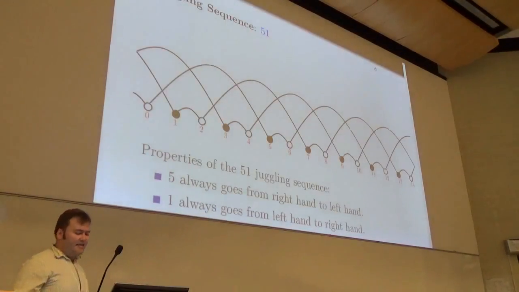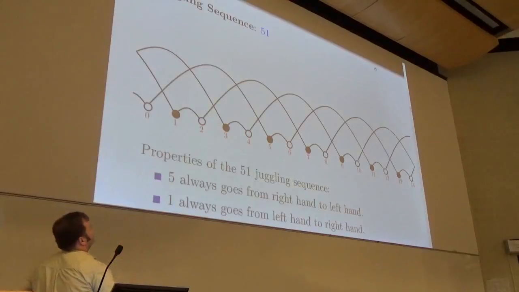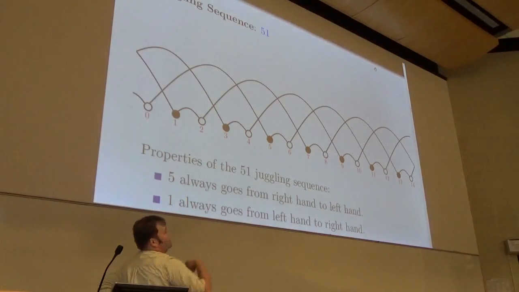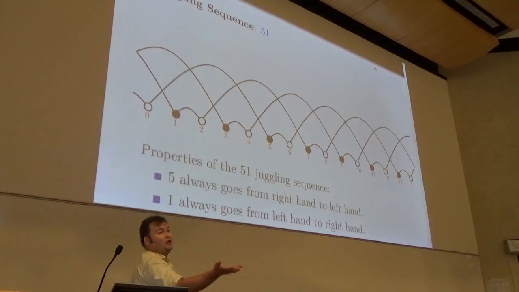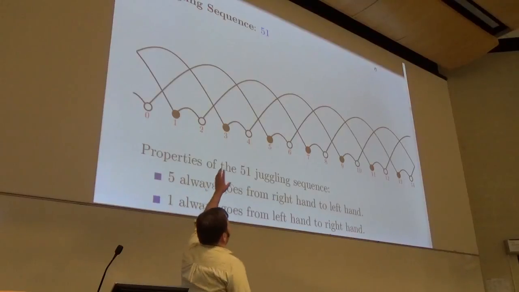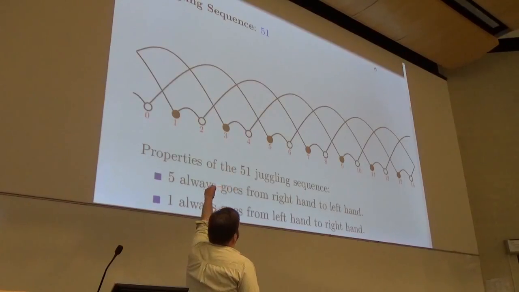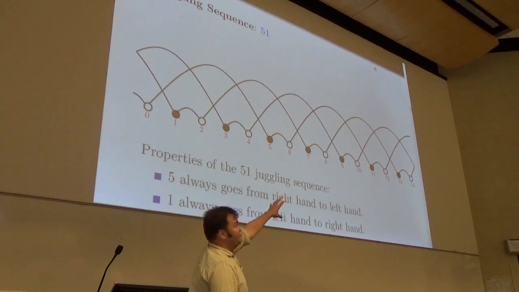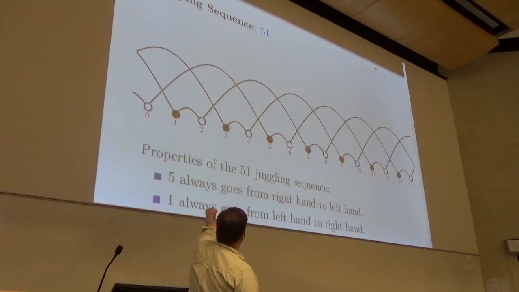All right, so here, let's analyze this sequence now. So let's ask some questions. If I had this sequence, 5-1, and I'm just telling you it is a juggling sequence, you don't actually know that yet, right? I'm just telling you it is. So if I give you 5-1, let's draw out the diagram. So the diagram would look like this, and what are some properties of this thing?